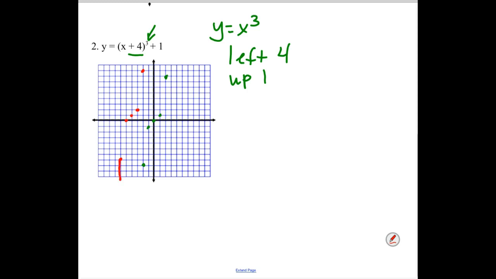So we still have that same twist. We have just shifted it to the left and up. Okay.